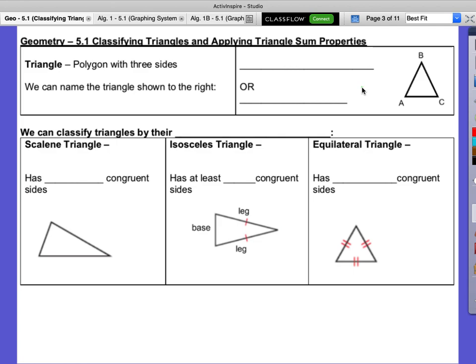SWBAT: students will be able to classify triangles by sides and angles. Section 5.1, we're talking about triangles, guys. We're into shapes, okay? We haven't done shapes yet this year, really, have we? We're getting into what most people would actually consider shapes. Like, we're finally getting into shape. I wish I was in shape.